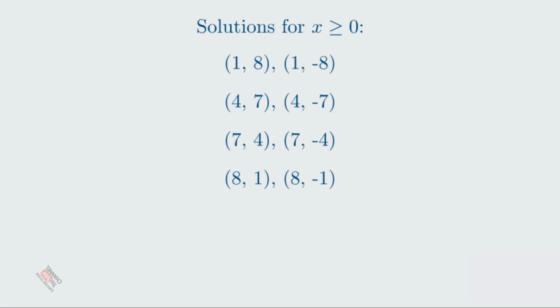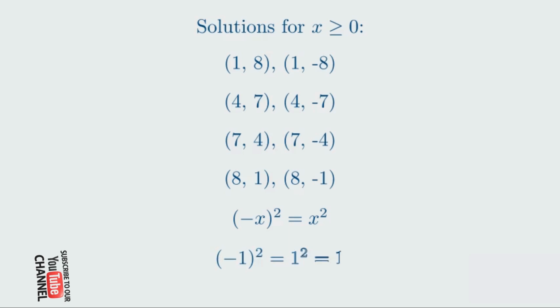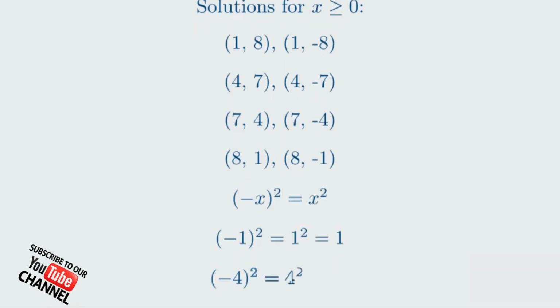But what about negative integers for x? A key property of squares is that squaring a positive number gives the same result as squaring its negative. For example, 1 squared is 1, and negative 1 squared is also 1. Similarly, 4 squared is 16, and negative 4 squared is also 16. This means that if (x, y) is a solution, then (-x, y) is also a solution.